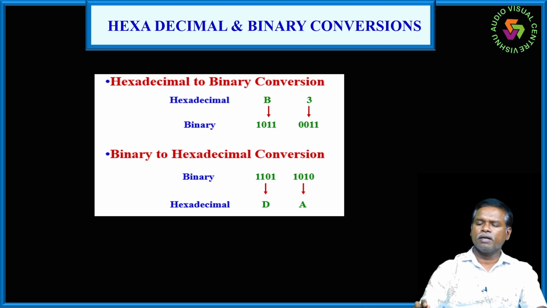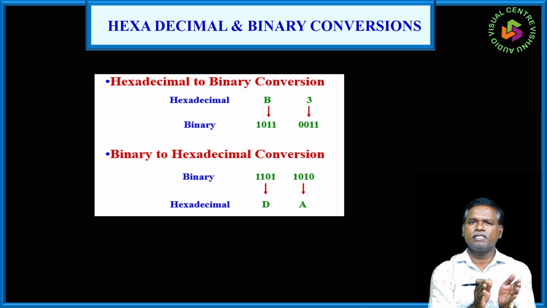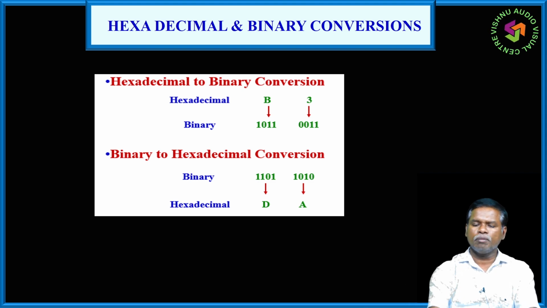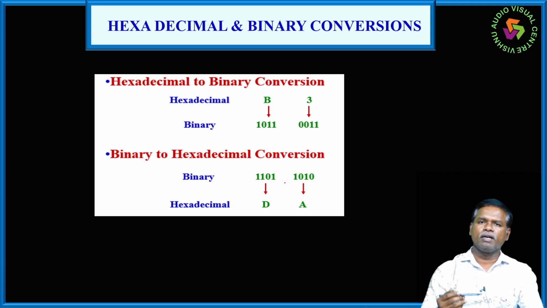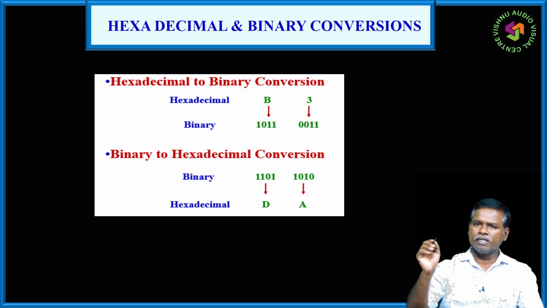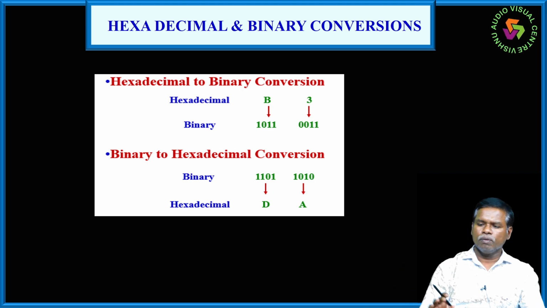So this is how we can convert any hexadecimal number to binary. And the reverse process, coming to the binary to hexadecimal conversion. When some binary number is given, what is the equivalent hexadecimal? Once we have practice, directly we can say. For example, here binary number 1101 and 1010 is given. So if we can directly find out the equivalent, that is well and good.